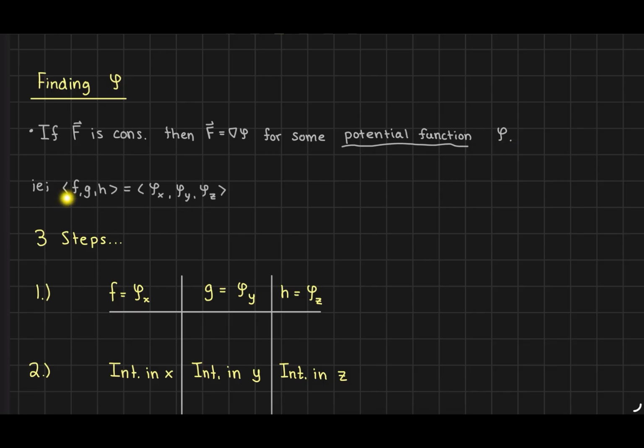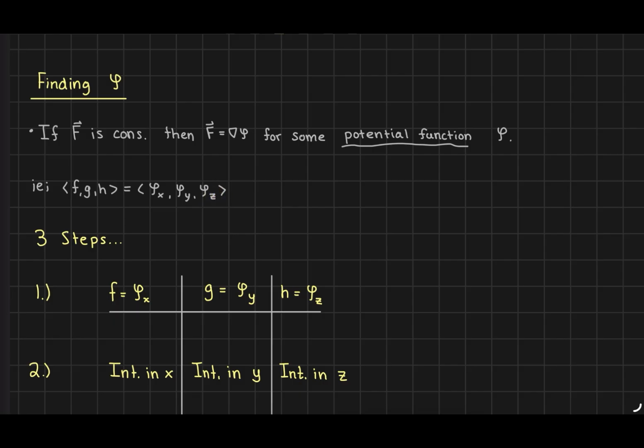In other words, we're going to have this vector field be broken up into its individual x, y, and z components, or f, g, and h, and that is going to be set equal to the gradient of phi. Phi sub x, phi sub y, and phi sub z. And in case we're not familiar with the notation, these are just equal to the partials, right? So this is essentially the partial of phi with respect to x, the partial of phi with respect to y, and the partial of phi with respect to z.